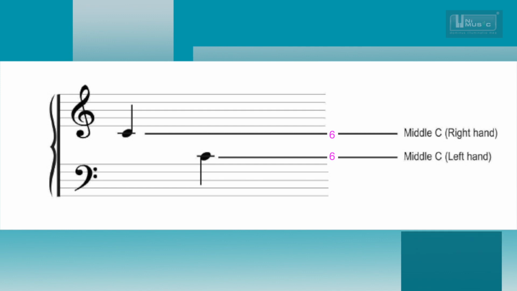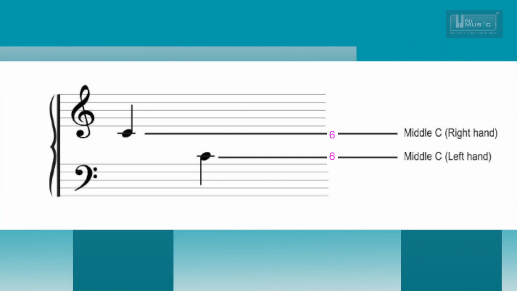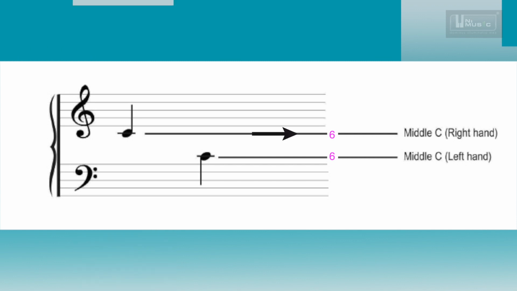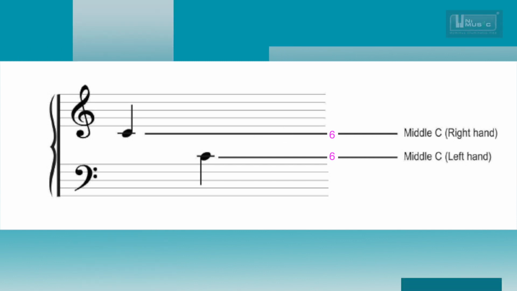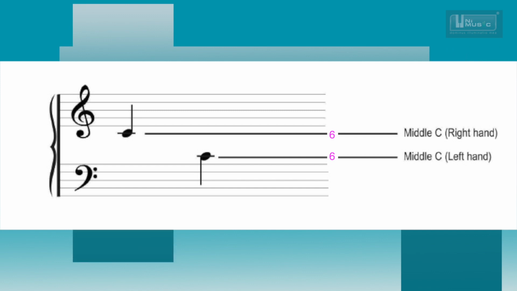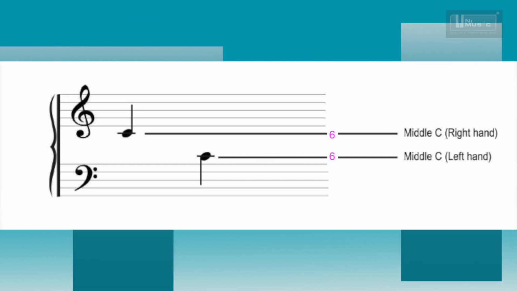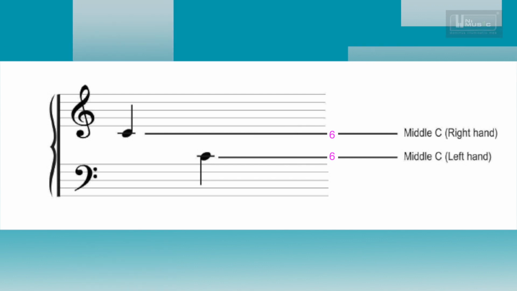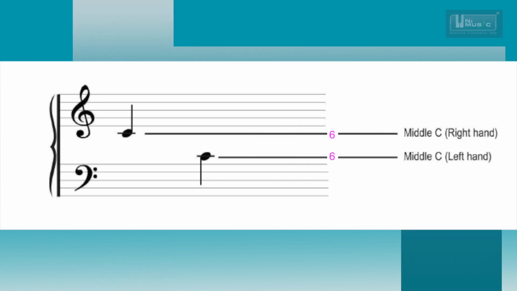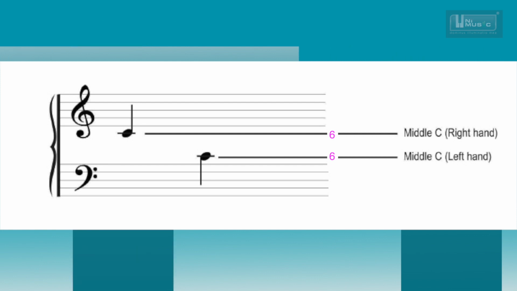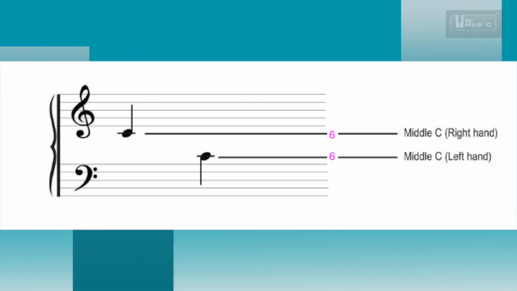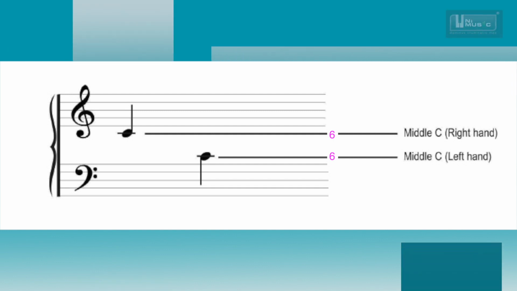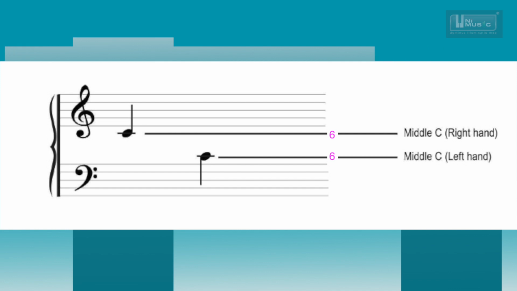Now we find the 2 clefs from the grand staff. The middle line, or the 6th line, contains middle C, which is placed at the bottom of the G clef and the top of the F clef, for right and left hand respectively. Both C's are actually the same note, just placed in relation to the clef in which they are to be played. In other words, the middle C played by the right hand is closest to the treble clef, and the middle C played by the left hand is closest to the bass clef.